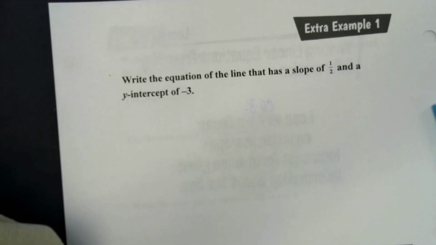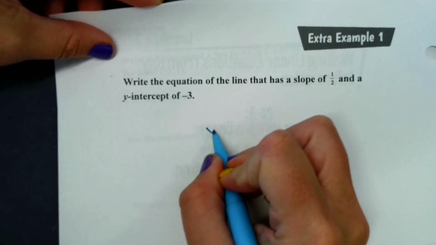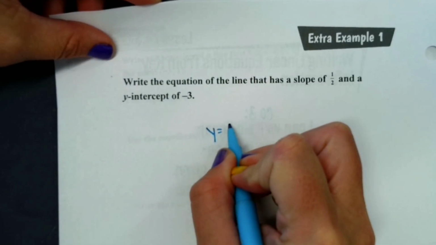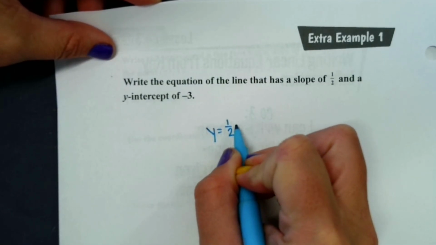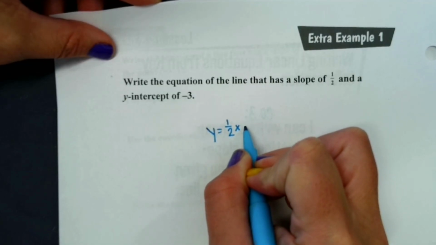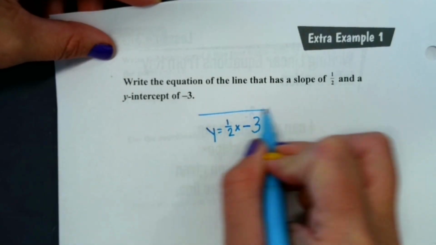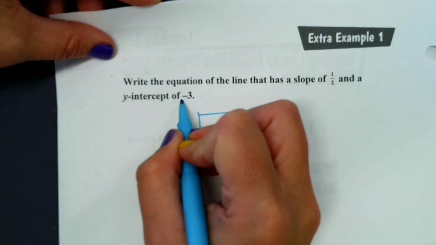All right. What I want you to do, let's write this. Y equals then what? 1 over 2. Yep. -3. -3 because it's a -3.